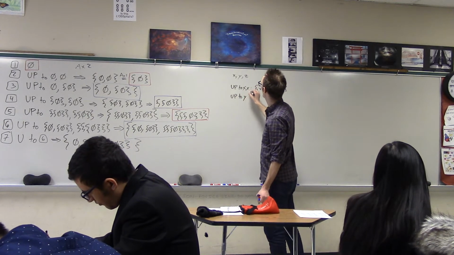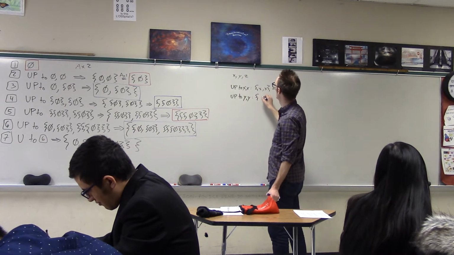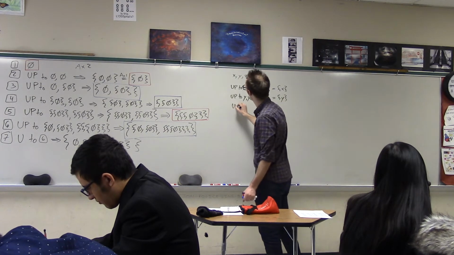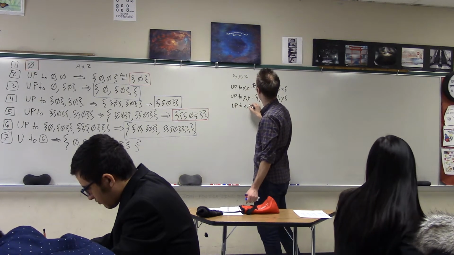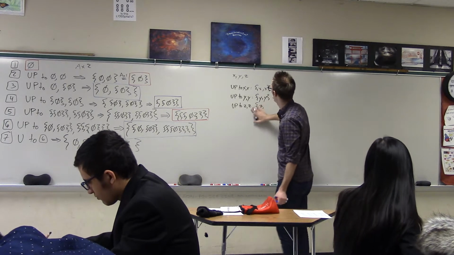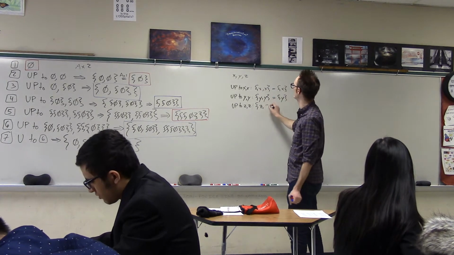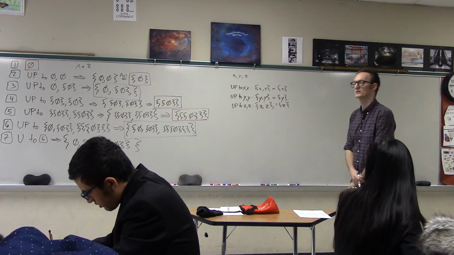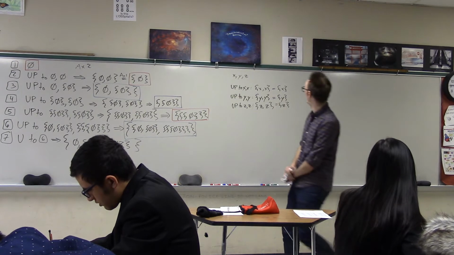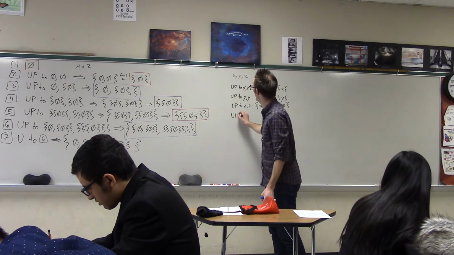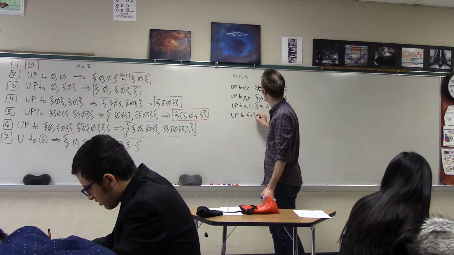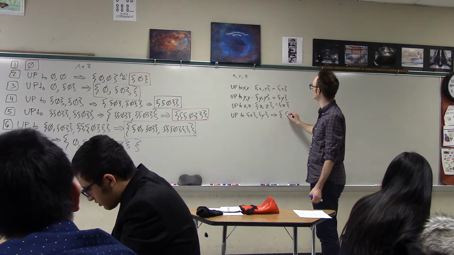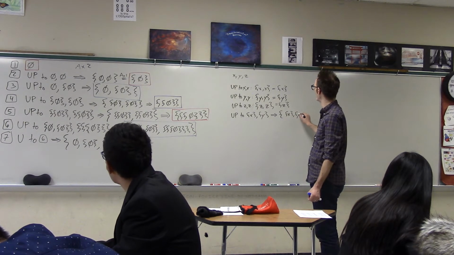I apply unordered pair to y, y, and that gives me the set containing y, y, which gives me the set containing y. Then I also apply unordered pair to z, z, and that gives me the set containing z. Then I apply unordered pair to x and y, which gives me the set containing x and the set containing y. I think I'm doing this right.